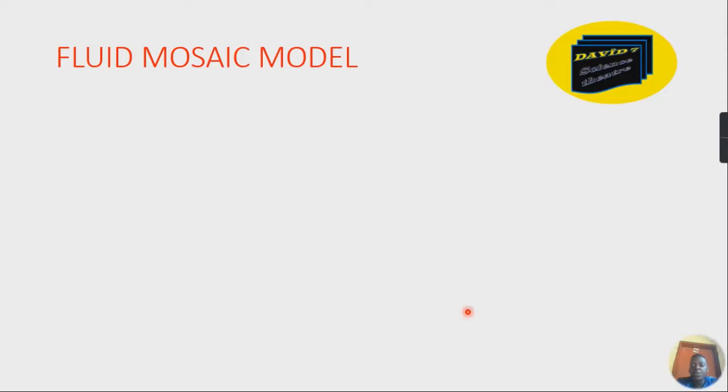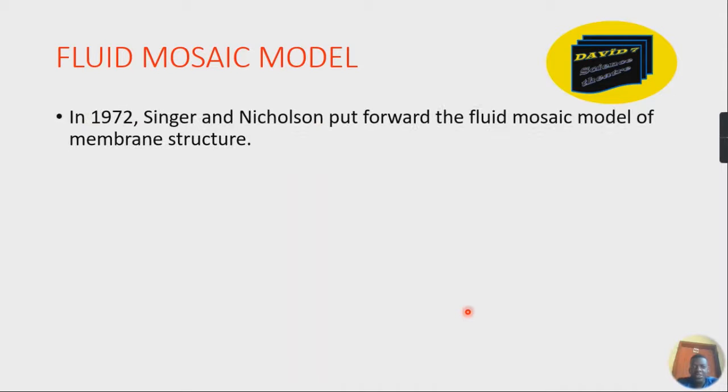All right, the fluid mosaic model. This was discovered by Singer and Nicolson in 1972, just a few years back, and it was put forward by these two people as the fluid mosaic model of the cell membrane, and it's the most accepted theory about the arrangement of molecules within the cell membrane.